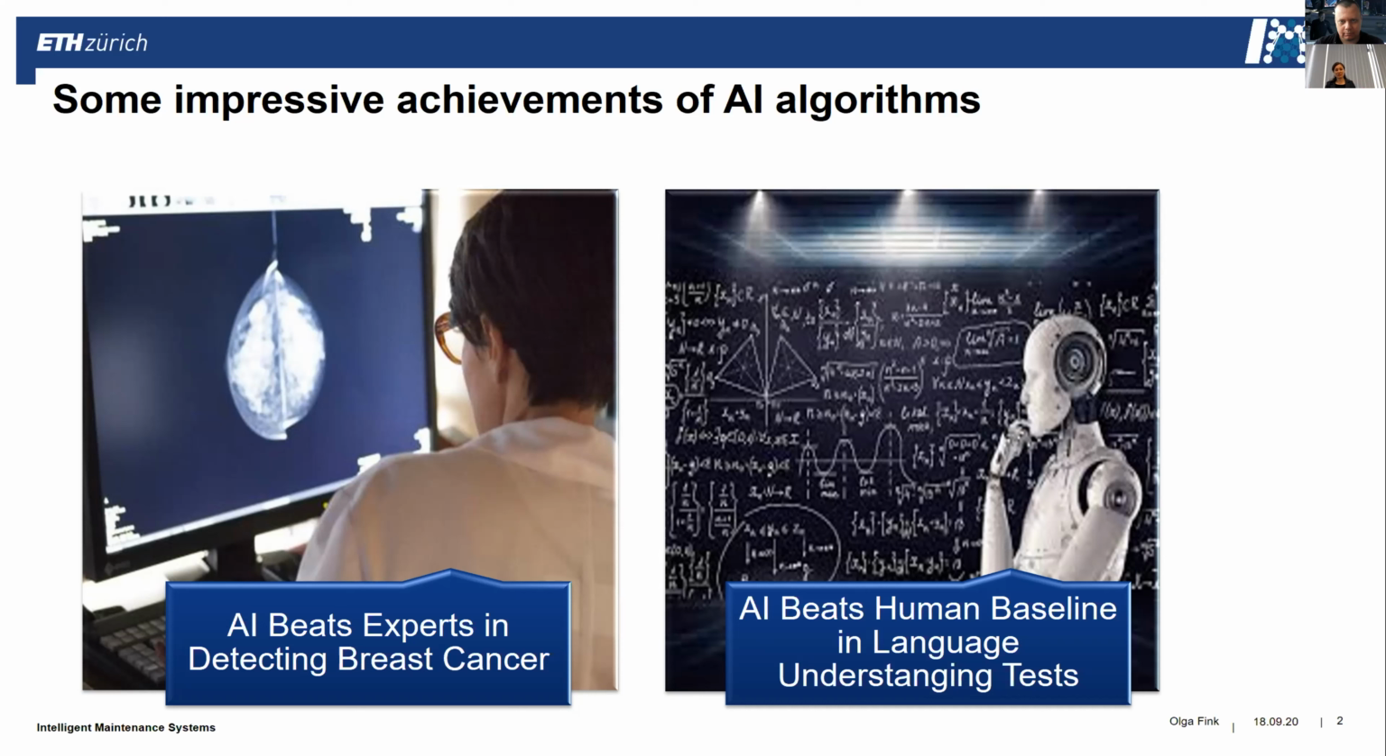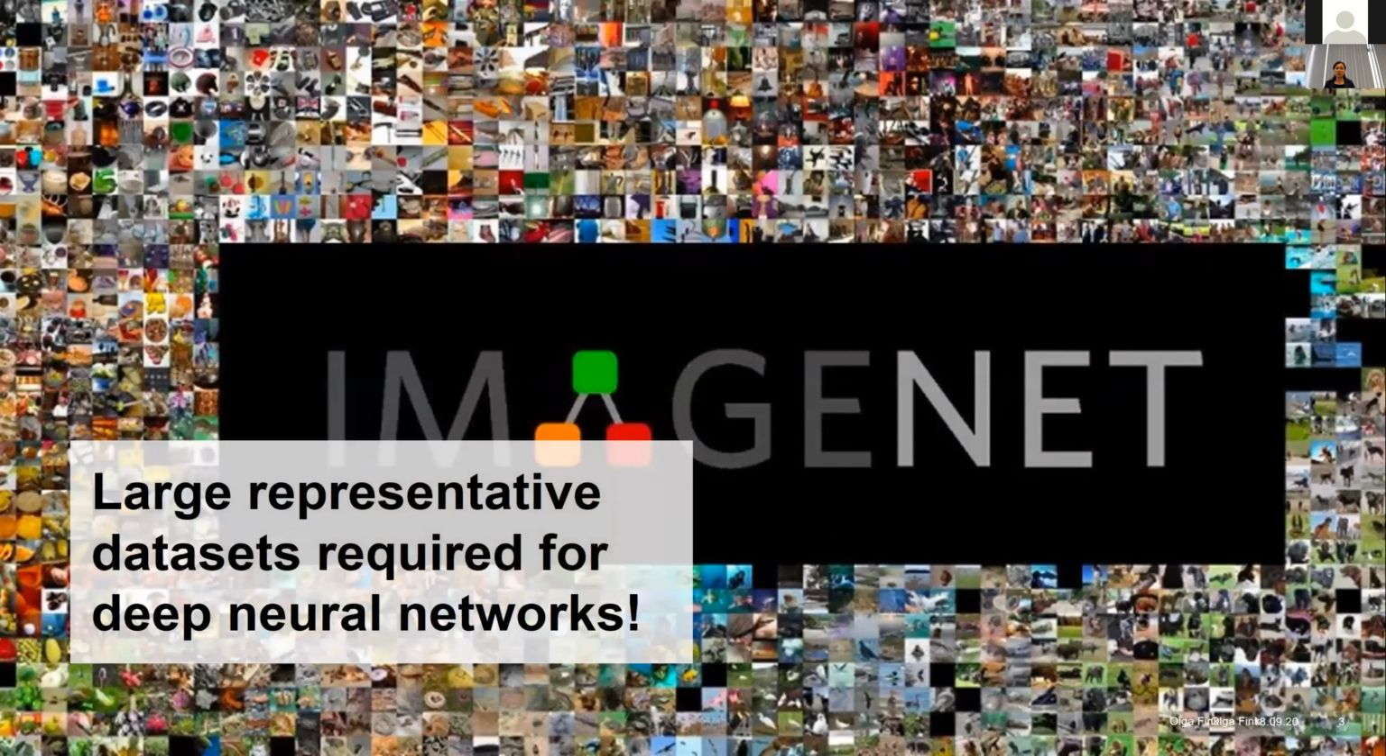But what most of the algorithms have in common is that, on the one hand, they really need a lot of representative data, and this has been achieved for computer vision, for example, with the ImageNet dataset. And typically they also require supervision. So it's not just that they require a lot of data, but they also require a lot of labeled data. So they need to know what there is to learn in the datasets or in the specific patterns.